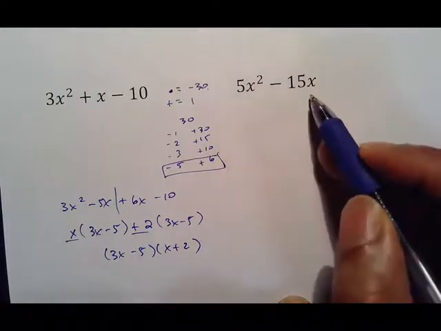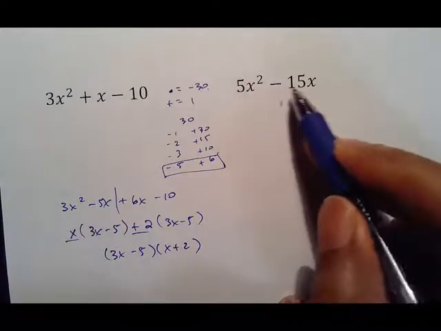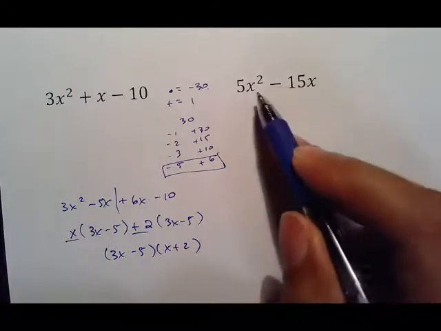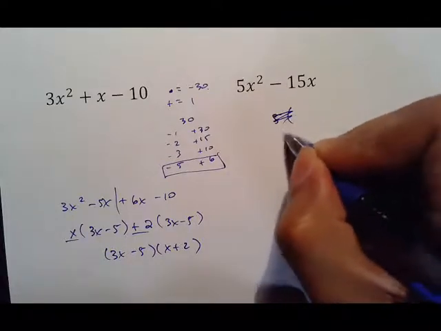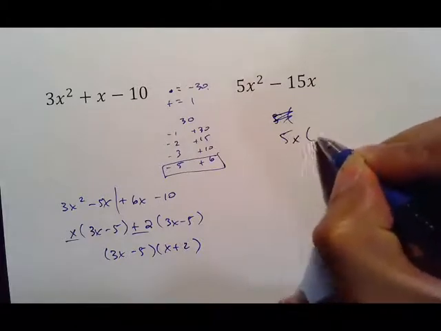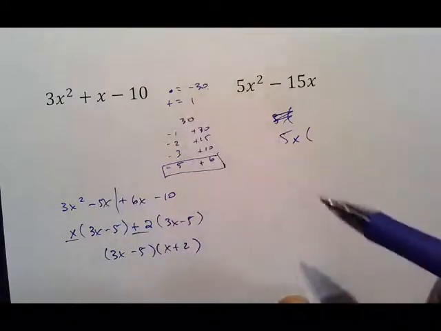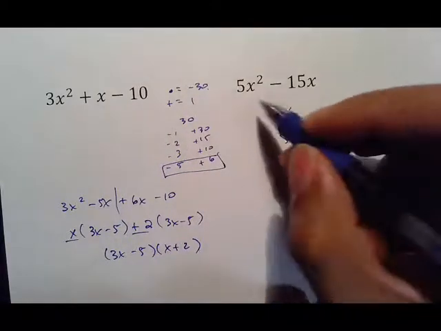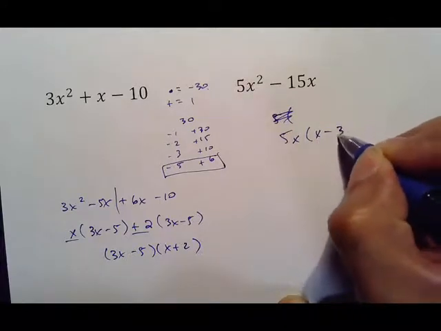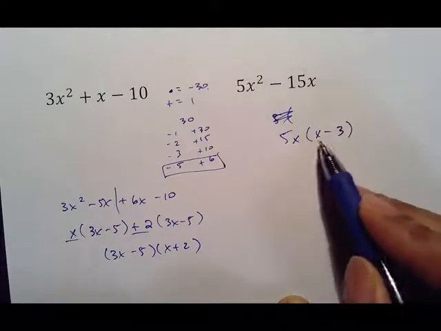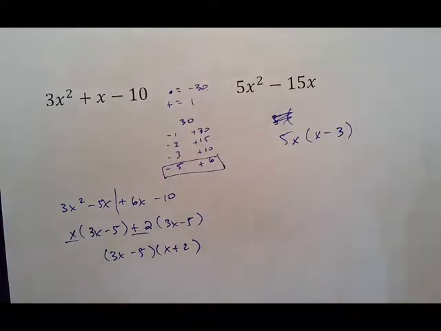5x squared minus 15x. This is another two-part thing here, but the thing you should notice is that they're not perfect squares, but you can take off a 5, and both of these have at least one x. So when you can't do perfect squares and you can't use this process, you just see if there's anything you can take off. I can take off a 5 and an x, and I'm left with x minus 3 as my answer. So 5x times x, 5x squared, 5x times negative 3, negative 15x, and that is that.